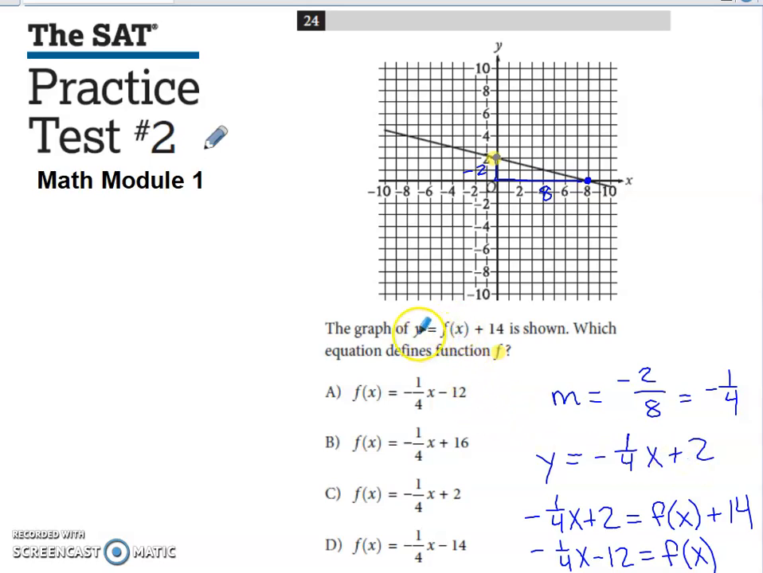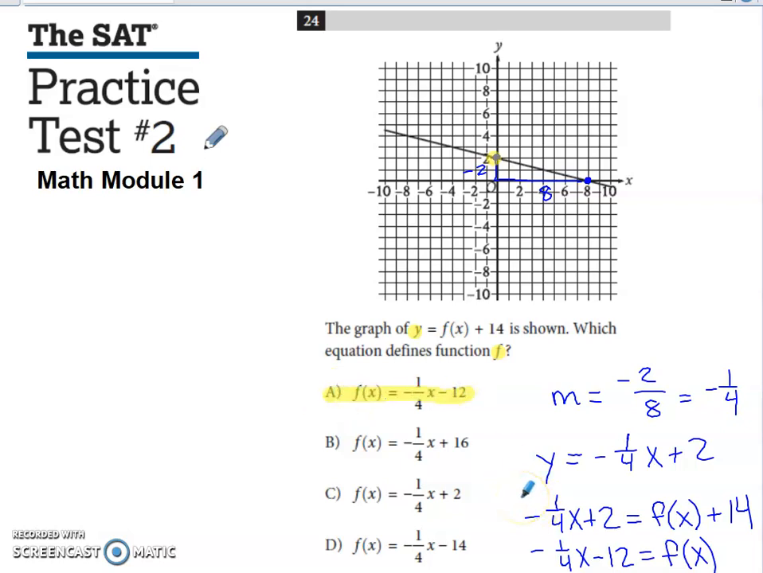So what I did is I put -1/4 x plus 2 in place of this y. So that's what you see on the left side of this equation. Right, I replace this y with what y is equal to. That's got to equal f of x plus 14. What does f of x equal? Well, I would have to isolate f of x, and I can do that by subtracting 14 from both sides. That leaves me with option A.